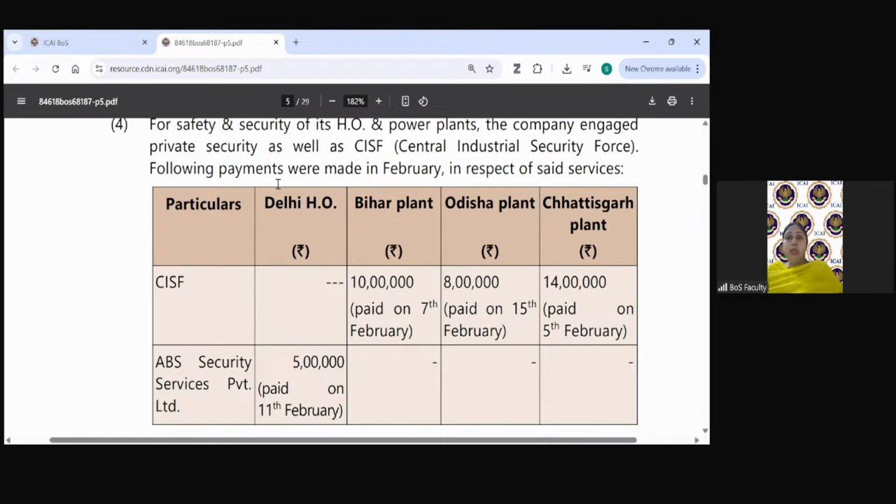So the Delhi HO has received security services from ABS Security Private Limited. ABS Security Private Limited is a body corporate. Just now we discussed that security services provided by a non-body corporate to a registered person are taxable under reverse charge. But if these services are provided by a body corporate, then they will not be taxable under reverse charge. And here Delhi HO is receiving security services from a body corporate. So they will not be taxed under reverse charge. So again, Delhi HO amount is 80,000. The 5 lakh will not be added to the amount.